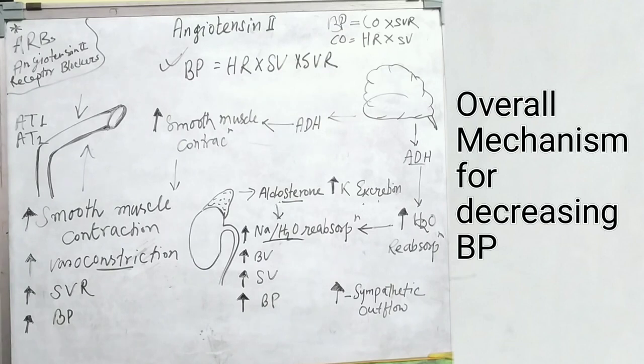When angiotensin 2 binds to these receptors, it causes vascular smooth muscle contraction. Vascular smooth muscle contraction leads to increased vasoconstriction.